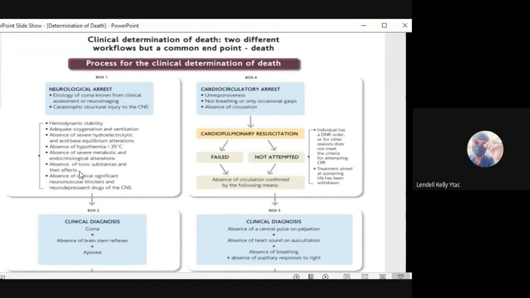So, absence of toxic substance and their effects, absence of clinically significant neuromuscular blockers and neurodepressant drugs on CNS. So, pag wala yan, hindi yan present sa patient mo, we could definitely look into neurologic arrest. So, clinical diagnosis, if there's coma present, absence of brainstem reflexes, and apnea, that means cessation of breathing. So, we could definitely say it is leading to neurological arrest.